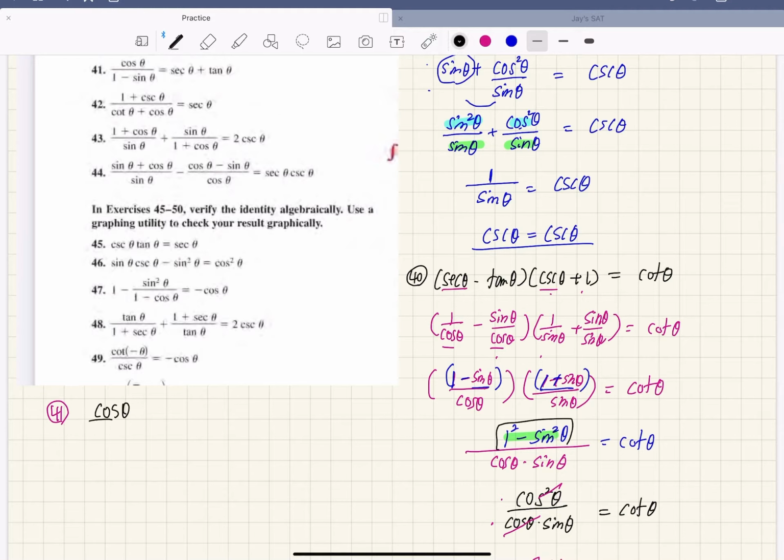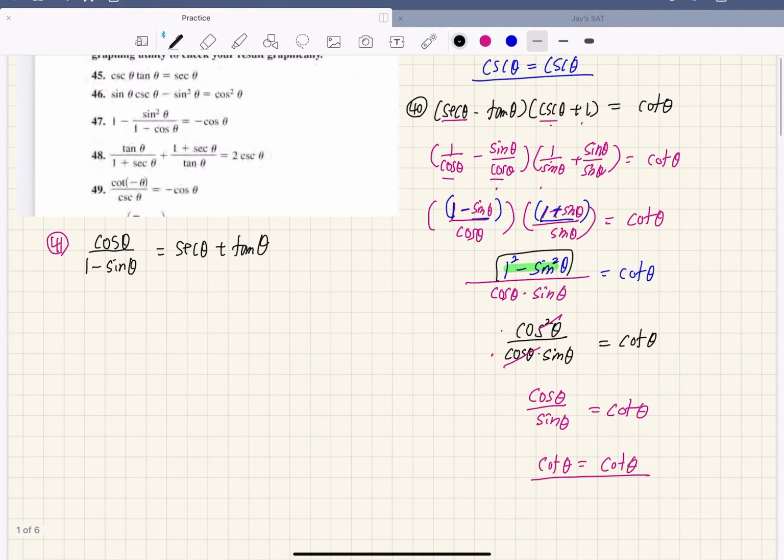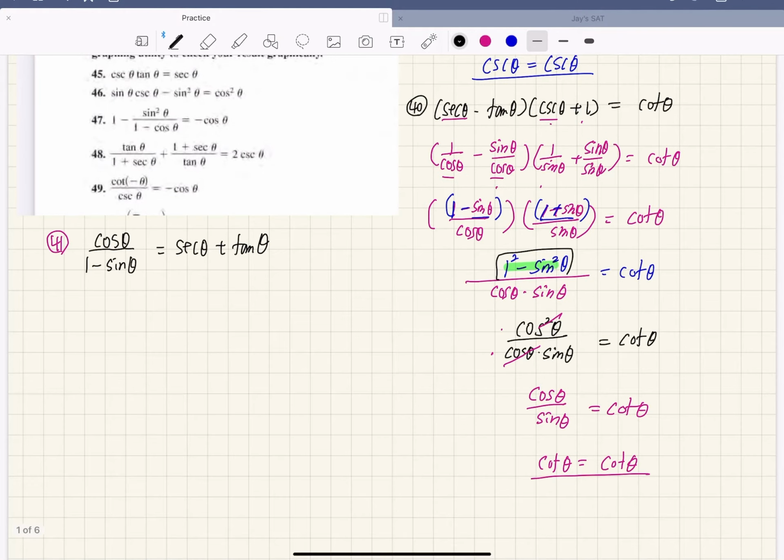Cosine theta over 1 minus sine theta is equal to secant theta plus tangent theta. Which side do we need to change? Left side? Right side? Let's change right side.